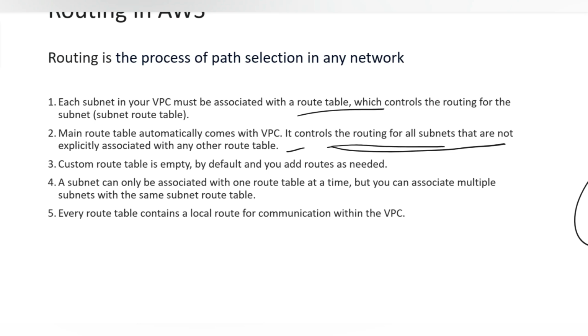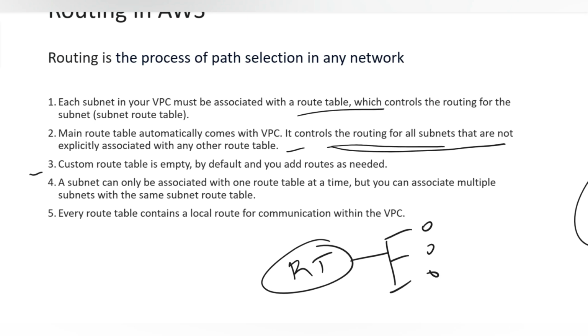The third one is the custom route table is empty by default, and you have to add entries as per your requirement. It means let's say if you create a new route table which is a custom route table, by default it comes with zero entries. So it means you have to add the entry, or you have to specify the source and destination, how to reach. So by default it doesn't come with any entries, whereas in main you have the default one which will allow you to communicate within the subnets or within the VPC.